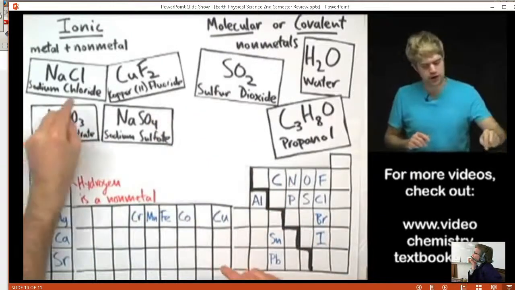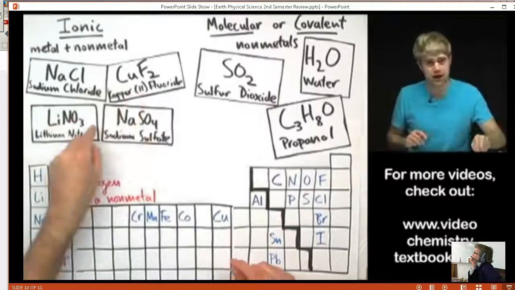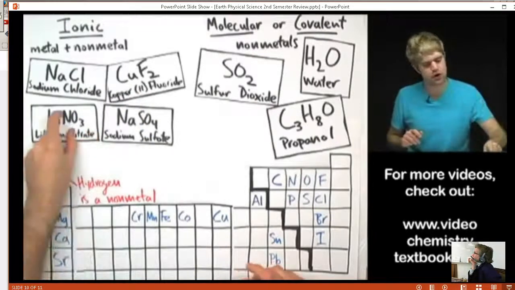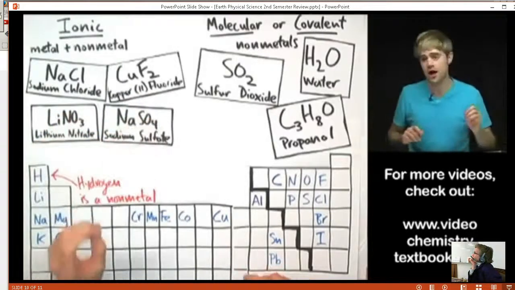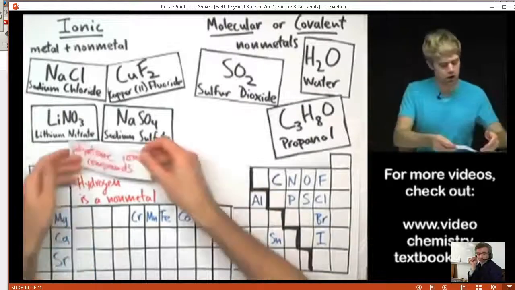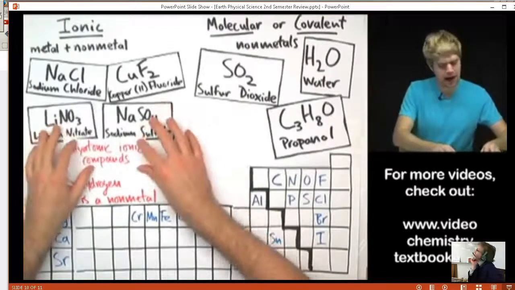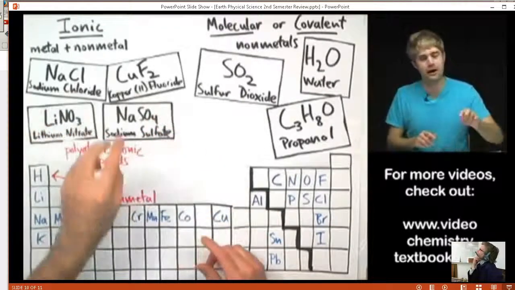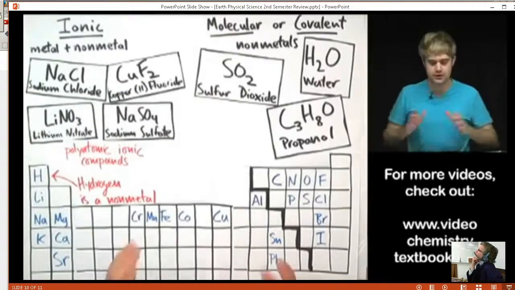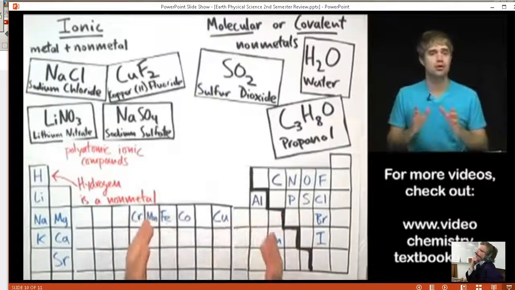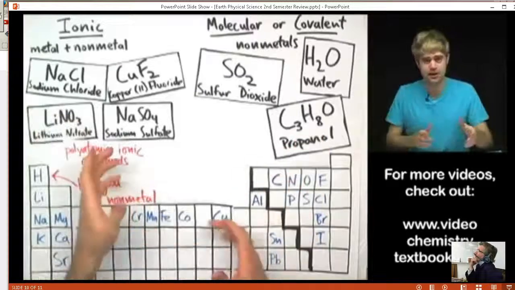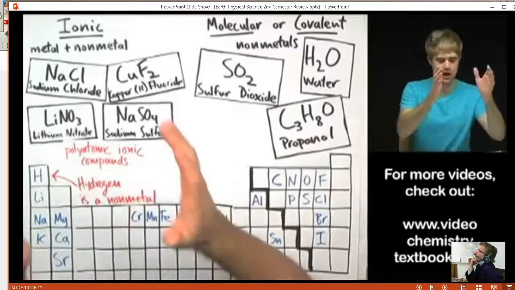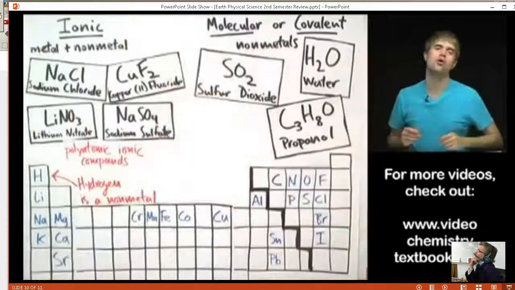Now, lithium nitrate and sodium sulfate are actually special kinds of ionic compounds because they have two different nonmetals in them. They are what are called polyatomic ionic compounds. If you want to learn more about these, I've got videos on that. So now we can look at a chemical formula and we can sort them and we can decide whether something is ionic or whether it's molecular or covalent.